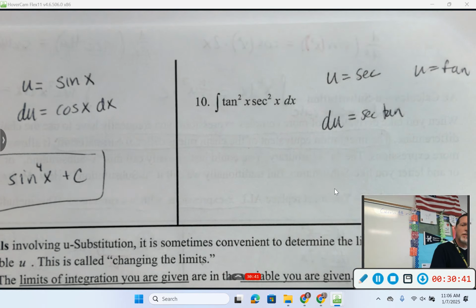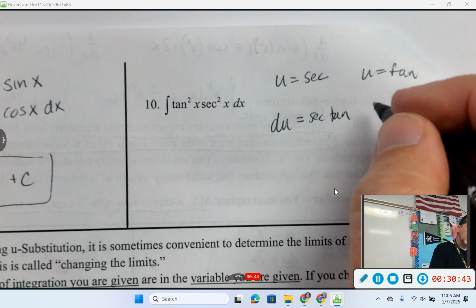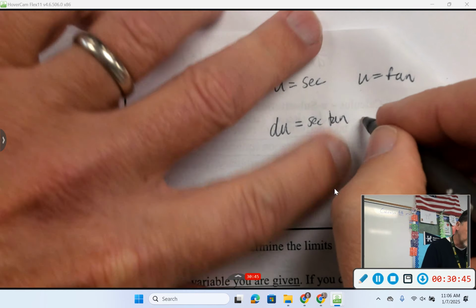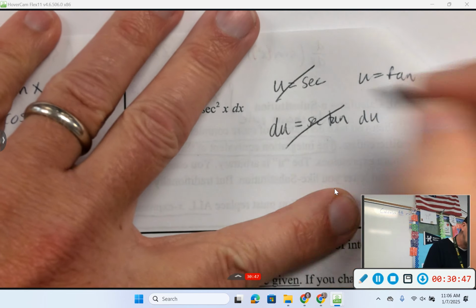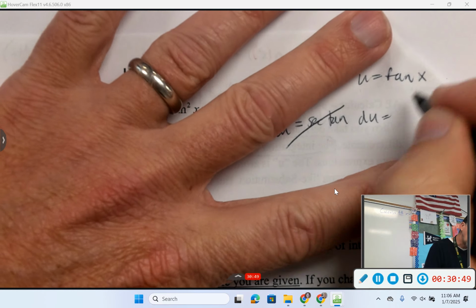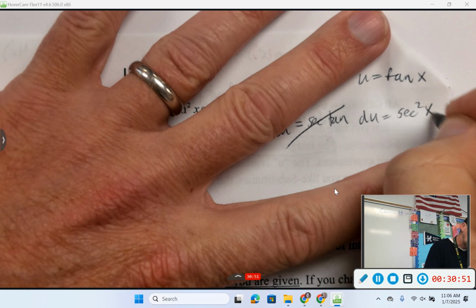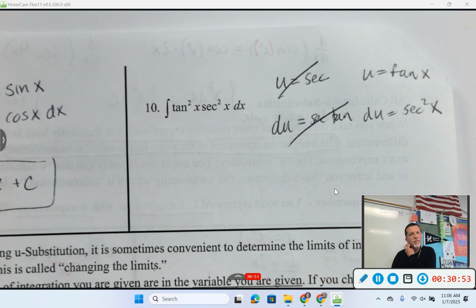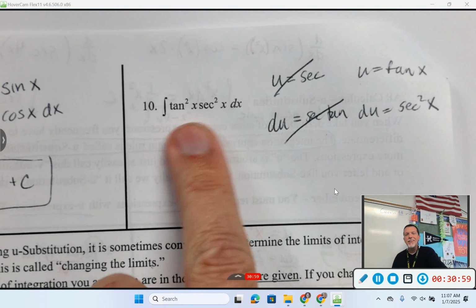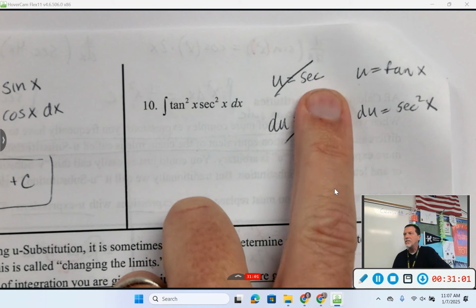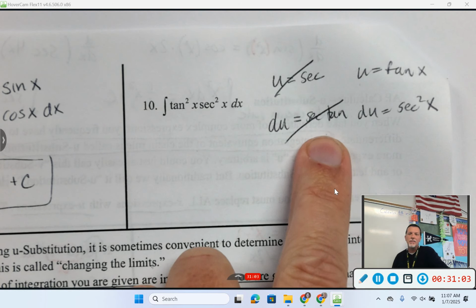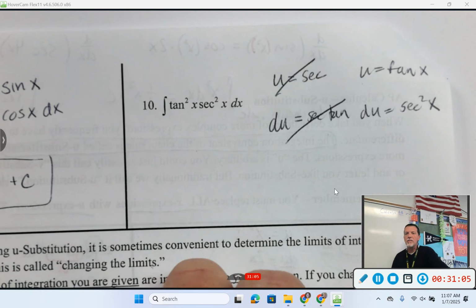What's the derivative of tangent? Secant squared, and we do have a secant squared. So let's let u be tangent of x, du be secant squared of x dx. And the further we go, the more often this kind of thing happens. You can't really tell right away, so you pick one, you start working. If it doesn't work out, then start over and pick something else.